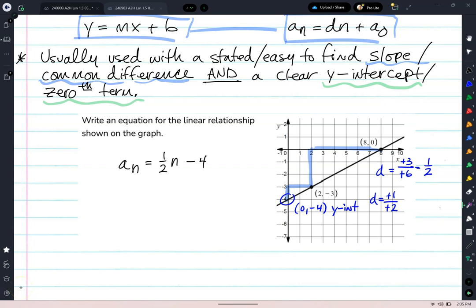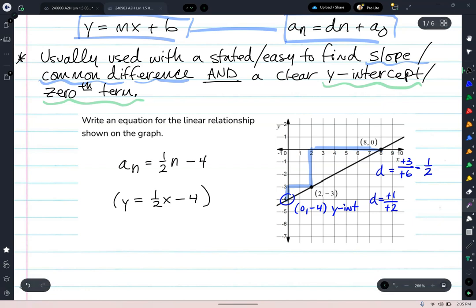Look much different than Algebra 1 language, just instead of using x's and y's, I'm using a sub n and n, right? But it's basically the same idea. And just for the sake of looking at it from that other angle, we could say this is the same thing as y equals 1/2 x minus 4, right? This is just looking at the statue from the left, looking at the statue from the right, that's all.